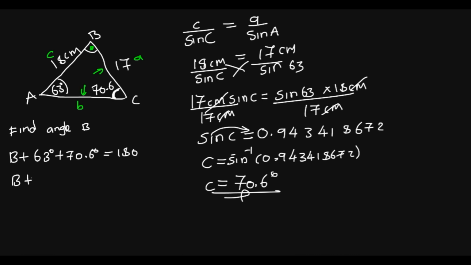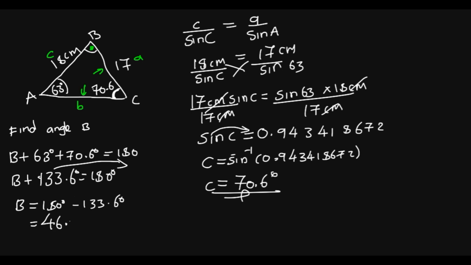So we can now add 63 plus 70.6, which is 133.6 degrees, and that is equal to 180. So we'll move this to the right side. B is equal to 180 minus 133.6. So we can do the math. So our final answer is 46.4 degrees. So that is how you can find a missing angle.